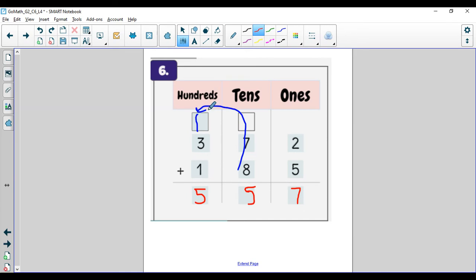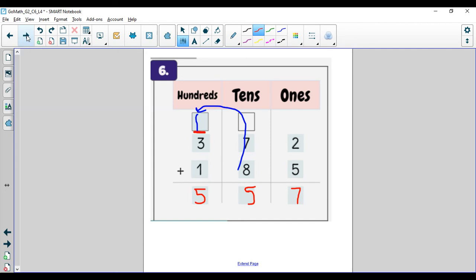Why did we have to regroup? We had to regroup because 7 plus 8 equaled 15. 15 has a 10 in it. So that 10 had to get moved into the hundreds because remember, 10 tens equals 100. Great work. I would like you to take a moment to work through numbers 7, 8, and 9.